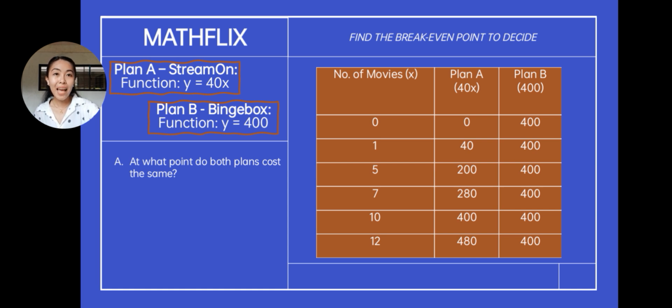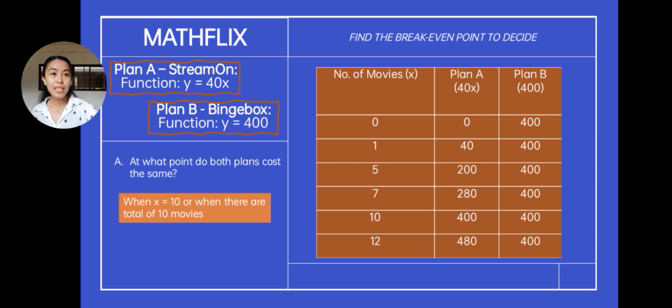The break-even point for plan A and for plan B is x equal to 10, or when the number of movies watched is 10. But what if we don't have a table to visualize? This is now the importance of linear functions. As long as you know the linear function that represents each plan, then you can just solve it easily.